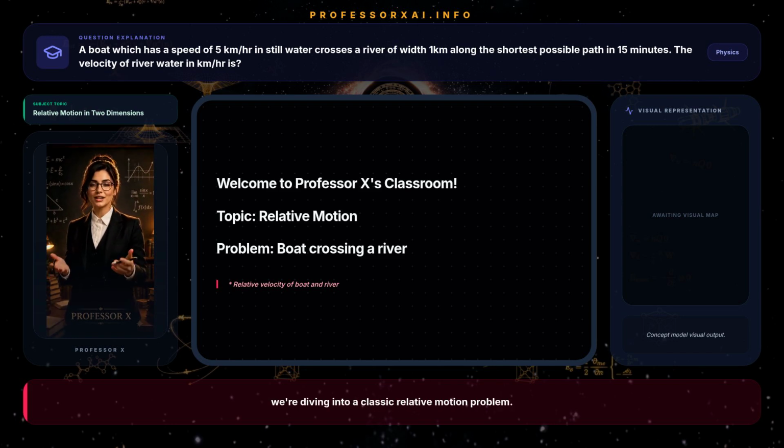We're diving into a classic relative motion problem. We'll find the river's speed based on how a boat crosses it along the shortest path.